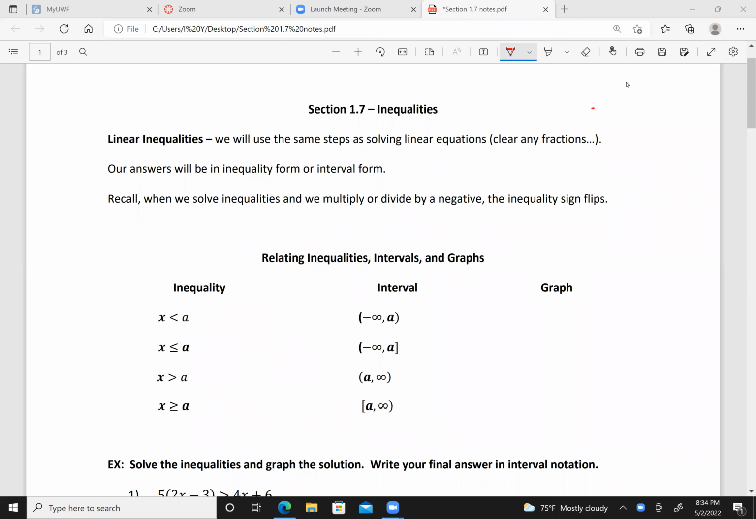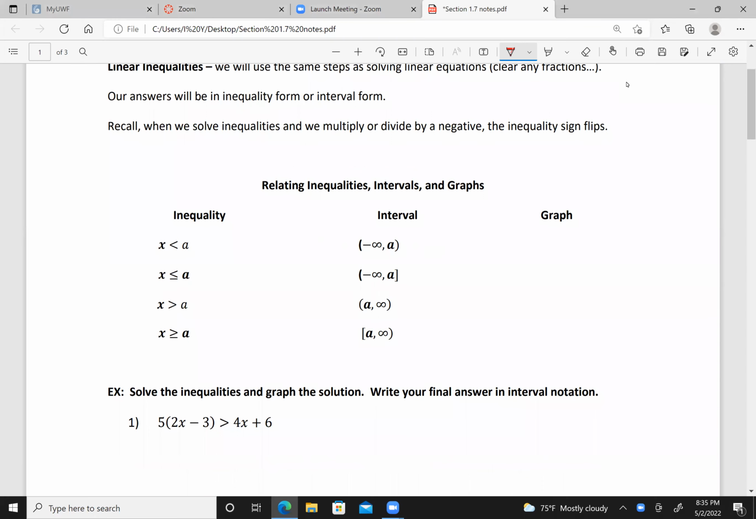Okay, today we're looking at section 1.7, inequalities. Linear inequalities. So we'll use the same steps as solving linear equations, clear any fractions. Our answers will be in inequality form or interval form. Recall, when we solve inequalities and we multiply or divide by a negative, the inequality sign flips.